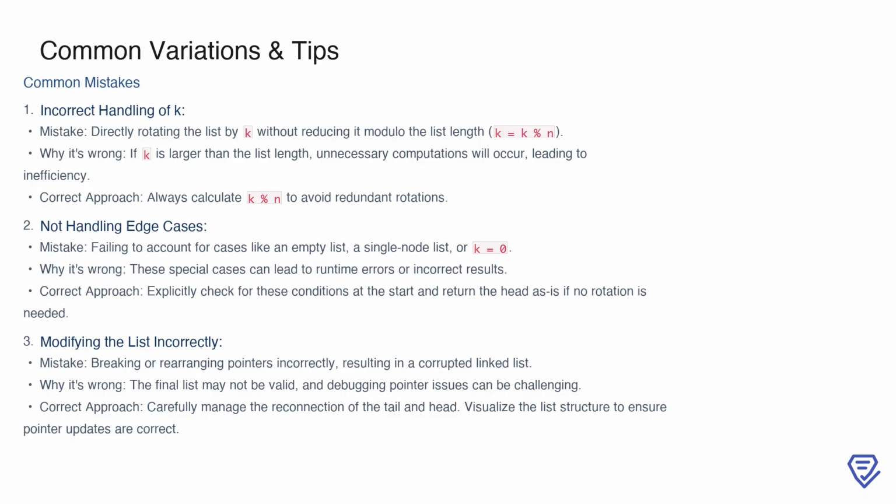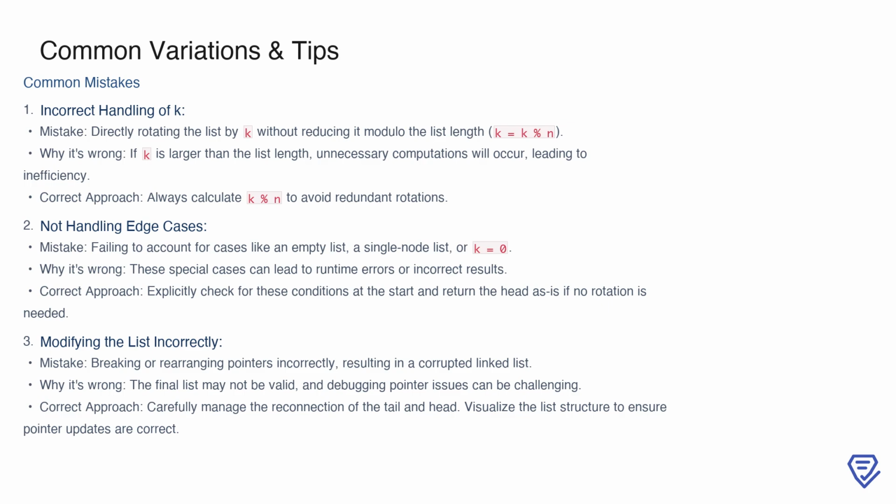By calculating k%n, you ensure that you only rotate the list the necessary amount. Next, handling edge cases is crucial. Special conditions like an empty list, a single node list, or when k is 0 often lead to runtime errors or incorrect results if not addressed properly. For these scenarios, you can simply return the original list without any changes.